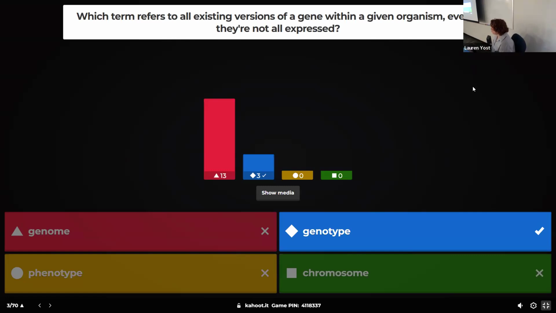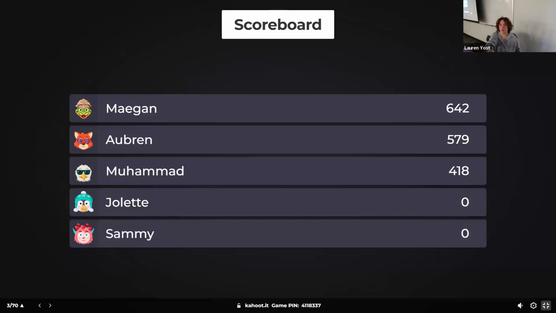And you might only express one of those versions. You might express a combination of those. But what we see physically or physiologically is going to be your phenotype. The different versions of the genes is known as the genotype. And then, of course, all of the genetic information in the organism is known as the genome. Right, so next.